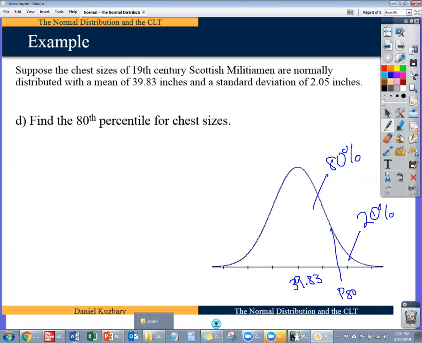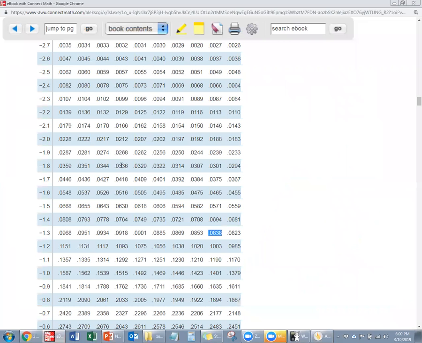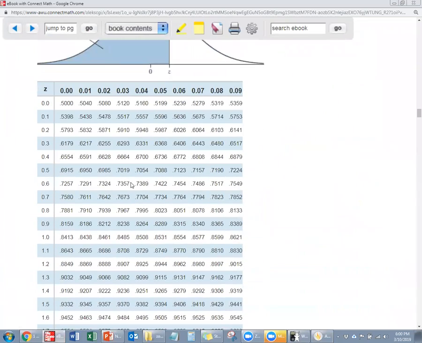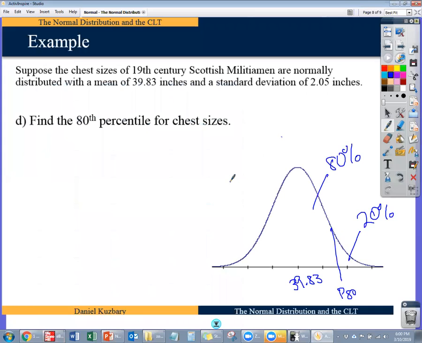Now, I can go to my table and find this number. In fact, I'll go ahead and find it real quick. So I'm finding the number that's closest to 80%, which is going to be this number right here. So you see how 0.8 would be between these two, but this one's much closer. So let's use 0.84 as our 80th percentile. So 0.84 is the 80th percentile in standard normal land.